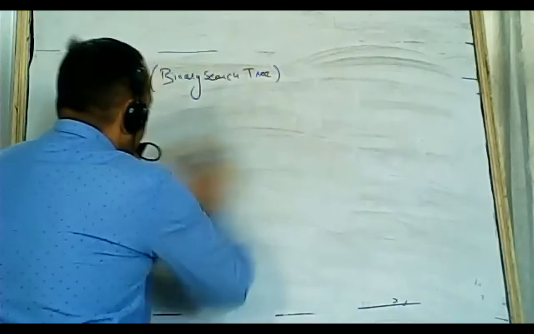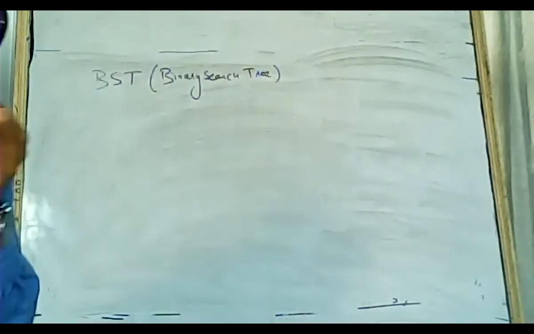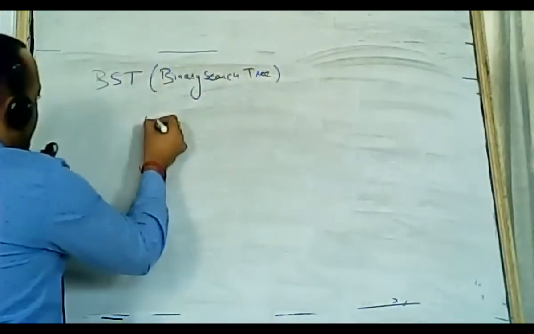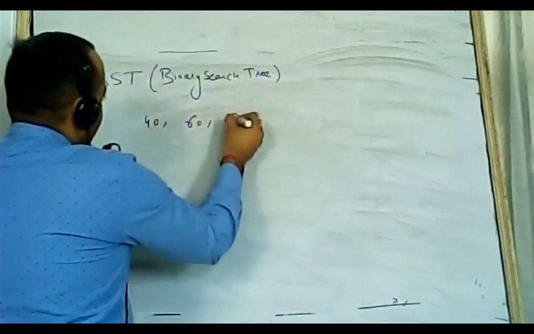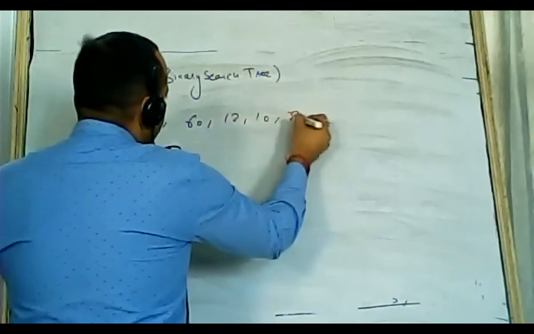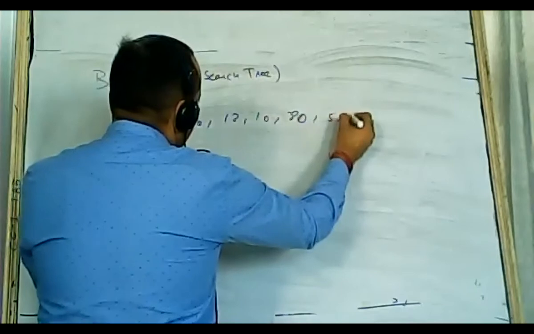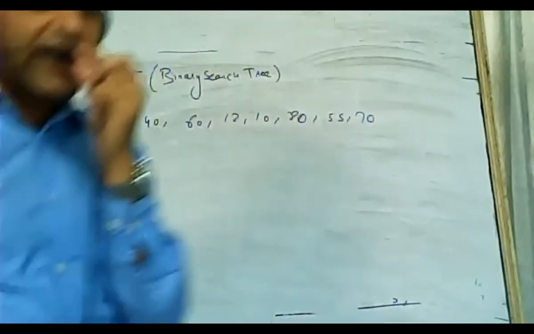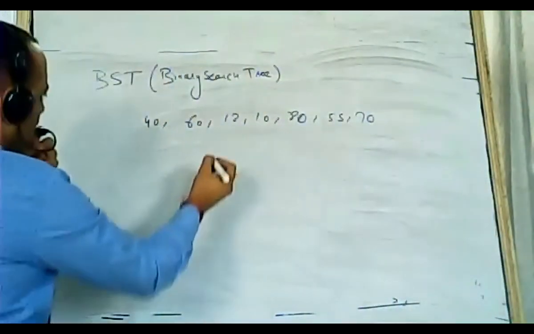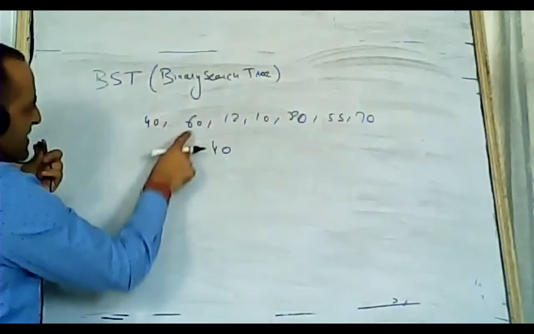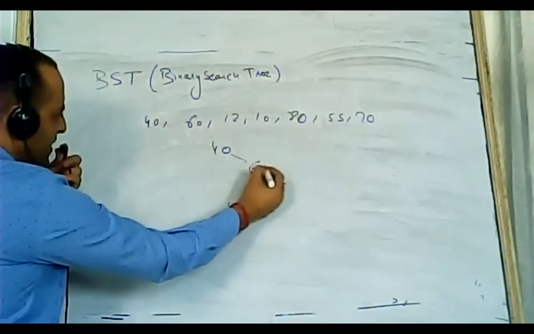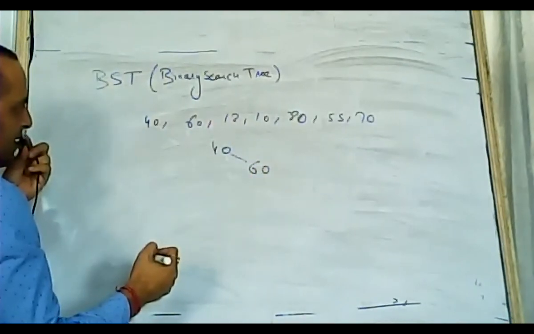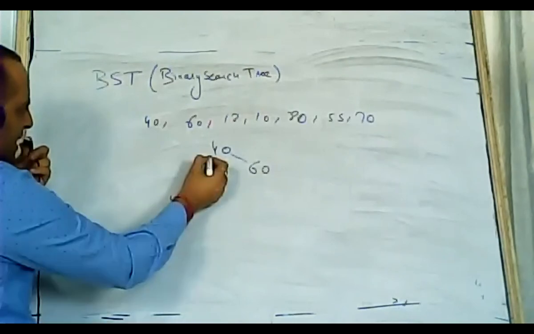See, this question has come as a 5 marks question in your exam. 40, 60, 12, 10, 80, 55, 70. Make a binary search tree. So I'm going to make a binary search tree. Please see it and it will be easy for you. 40, first element. 60 is greater than 40. It will be here on the right. Then 12 is left of the 40.